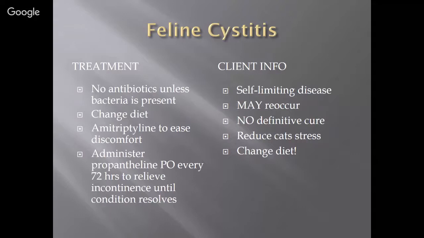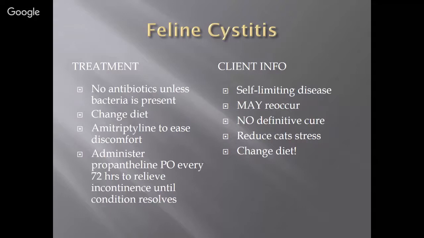We can change the diet. There are some allergies that cause inflammation throughout the body, and one of those places that is easily inflamed is the bladder. So sometimes we change the diet. Amitriptyline is a serotonin reuptake inhibitor, so it can help with anxiety. It actually can ease the discomfort of cystitis. Sometimes the cystitis is due to stress. We can administer propantheline every 72 hours if we have incontinence. So if they're leaking urine, this propantheline is a medication that will help to constrict that urinary sphincter.